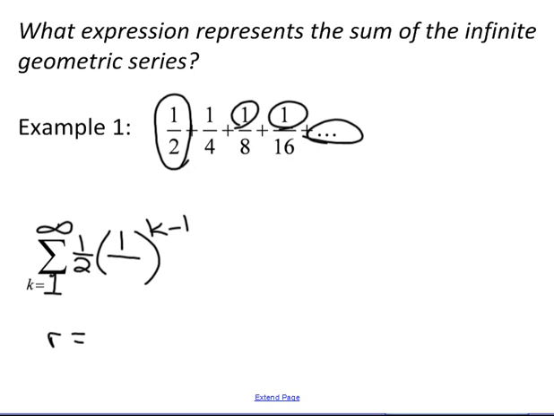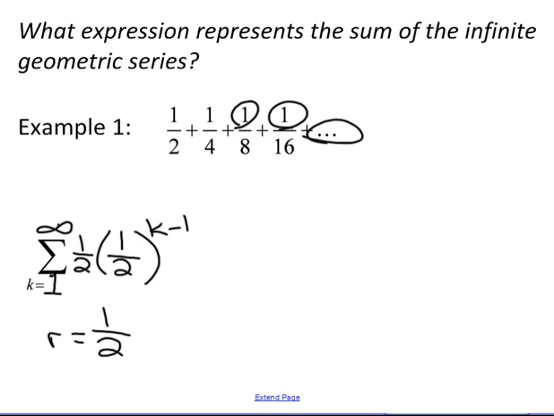So let's take a look at the bottom. We start with 2, then we have 4, and then we have 8, and then we have 16. What are we multiplying the bottom by to get the next number? Well, we're multiplying by 2. It turns out the common ratio is 1/2.